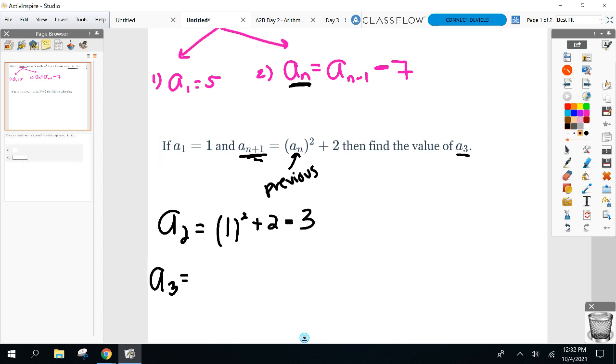How? Keep talking with me. 3 squared plus 2, 11. Questions there? This is a part of the quiz on Thursday, recursive formulas.